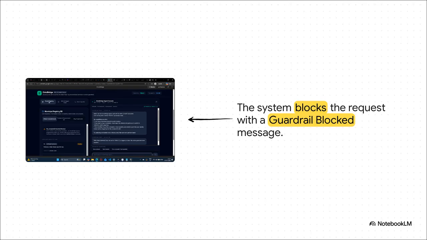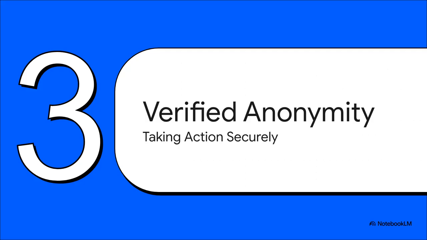It actually guides the user in the console, telling them they need to switch to a verified user state first. It is a flawless example of a system enforcing its own security boundaries. Which brings us to Section 3, Verified Citizens and Anonymity, Taking Action Securely.